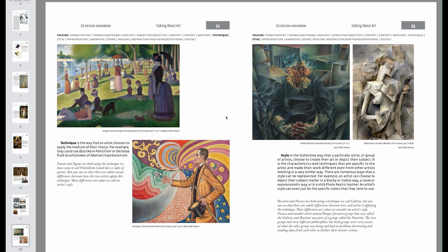There are numerous ways that a style can be represented. For example, an artist can choose to depict their subject matter in a blocky or cubist way, a loose or expressionistic way, or a slick photorealistic way. An artist's style can even just be specific to the colors they tend to use. They can limit their color palette and help that build their style.